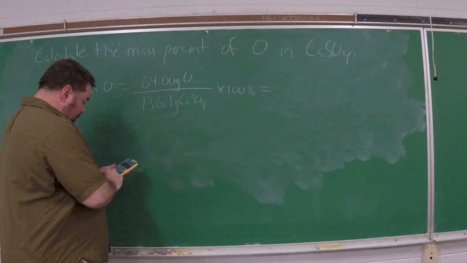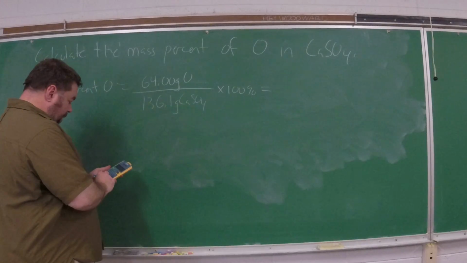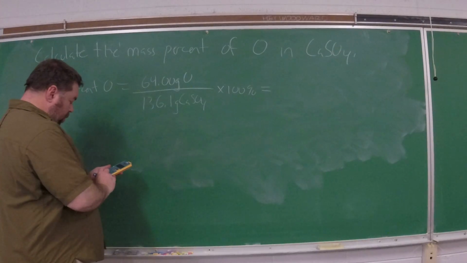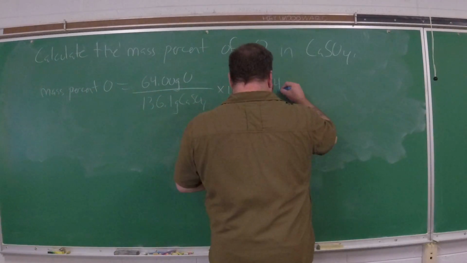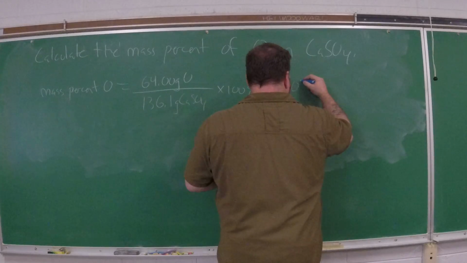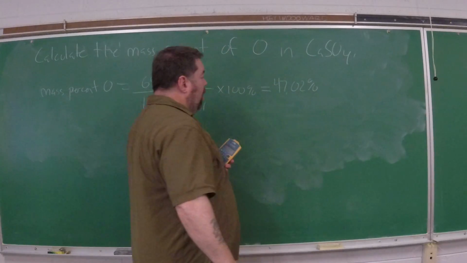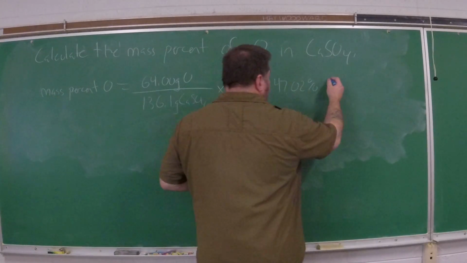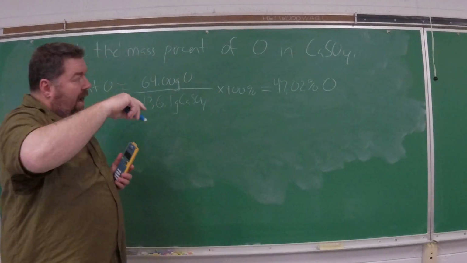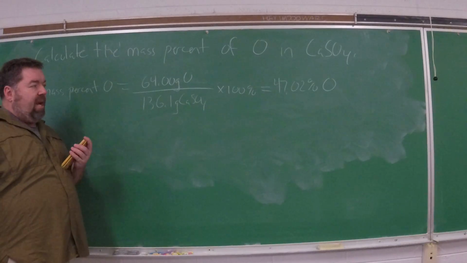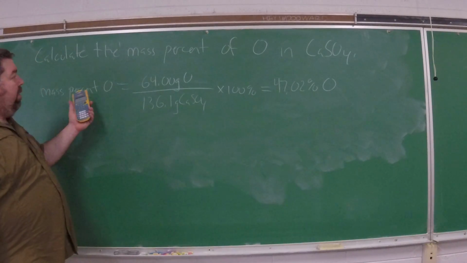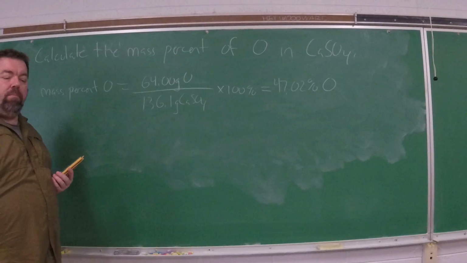So 64 divided by 136.1, enter, times 100. Again, for sig figs, 47.02%. Oxygen, I should say. On the prior one, I should have said carbon. But 47.02% oxygen is the mass percent in calcium sulfate.